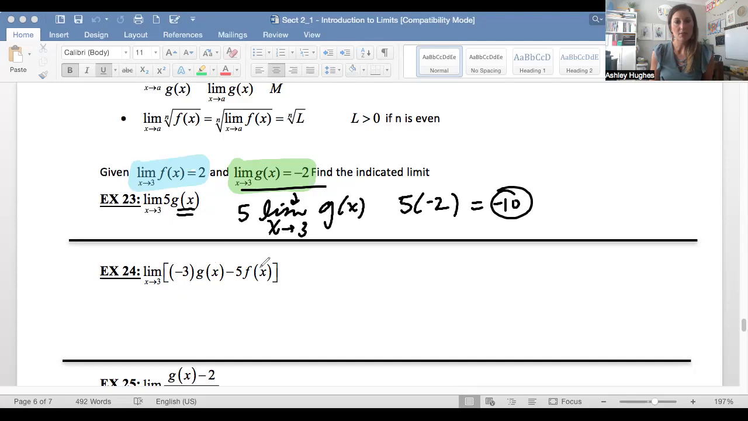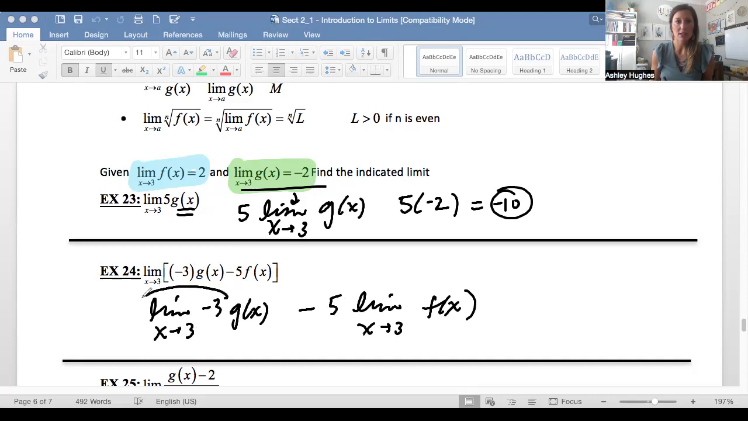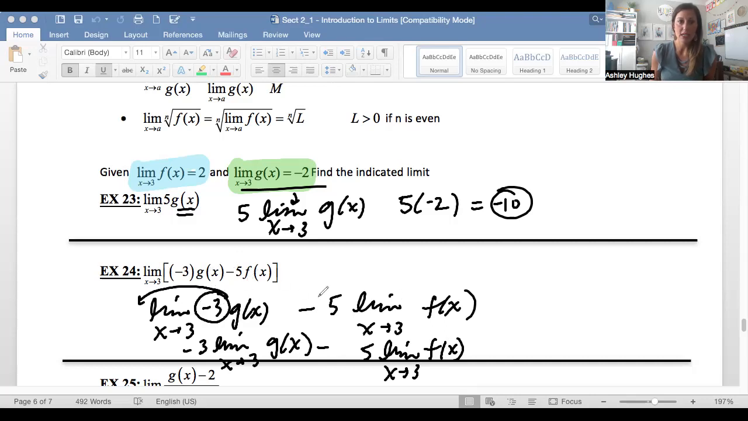Now here, we're going to do the sum and difference rule. So you're taking the limit as x goes to 3 of negative 3 times g of x minus 5 times f of x. You can pull this negative 3 out here in front if you want to rewrite it. You do not have to rewrite these. I'm just showing you that these are the properties of the limits. If I'm taking the limit of a difference, it's the difference of the limits. And then these negative 3 and negative 5, you can just multiply them times the answer.